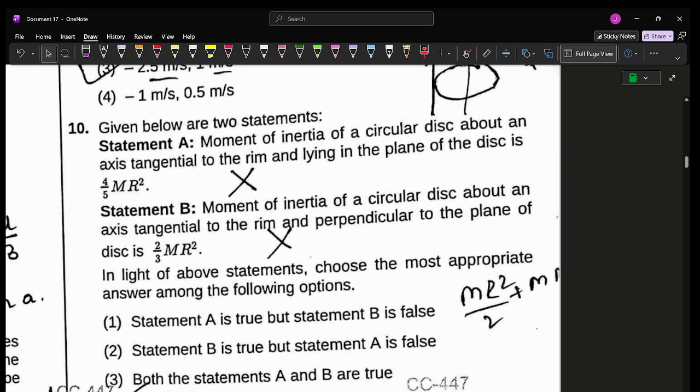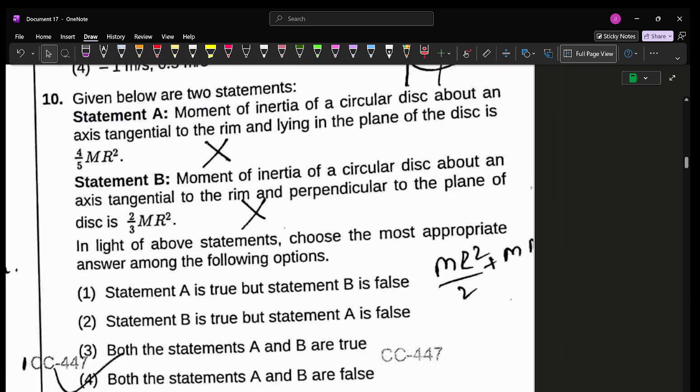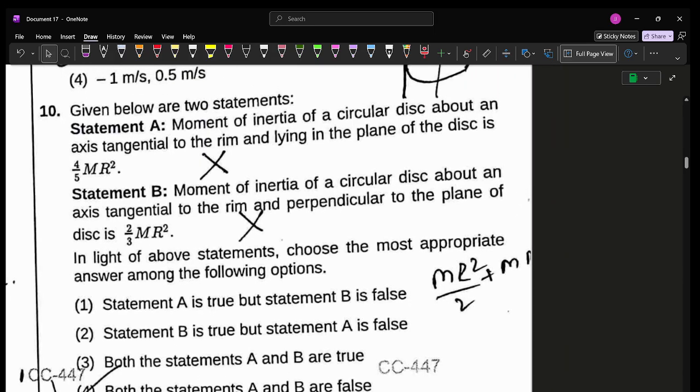I think they've just given it. It's supposed to be 5 by 4 mr square and 3 by 2 mr square, right? They've given the opposite. Yeah, it's supposed to be 5 by 4 and 3 by 2. This one I knew it.